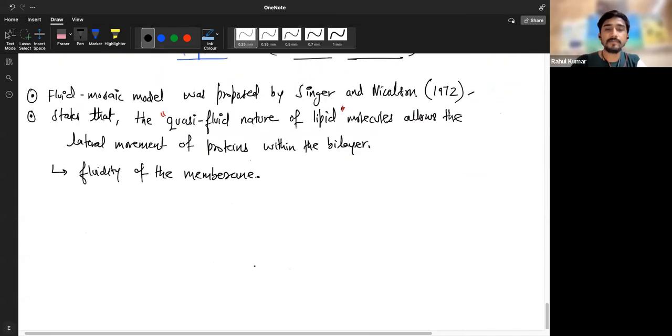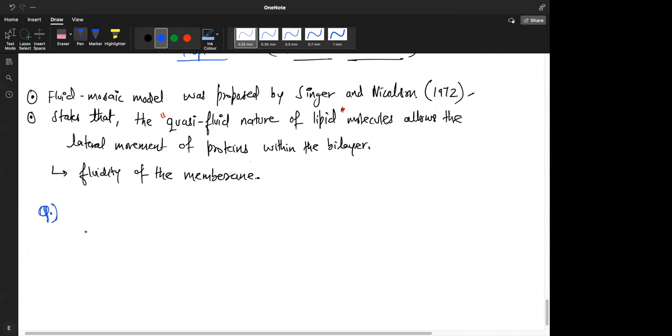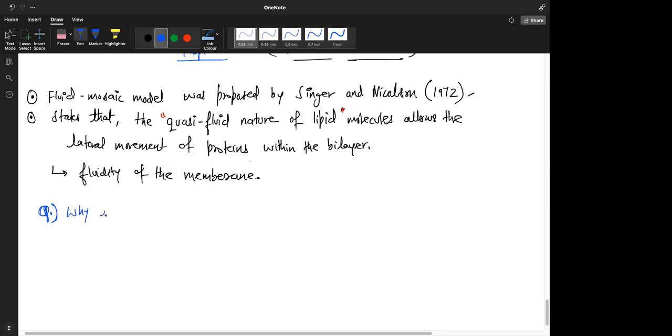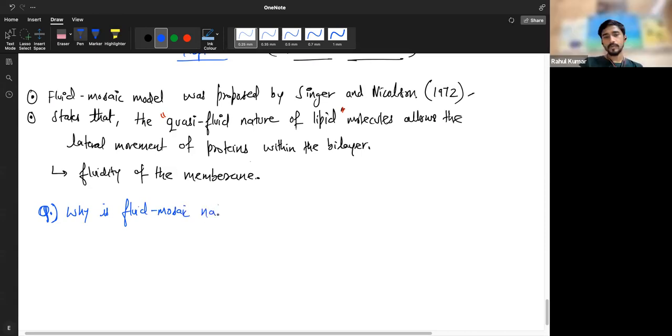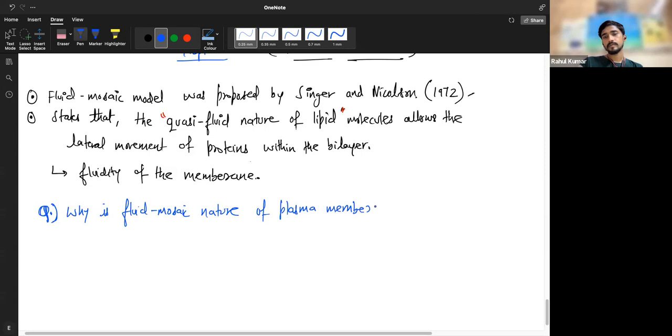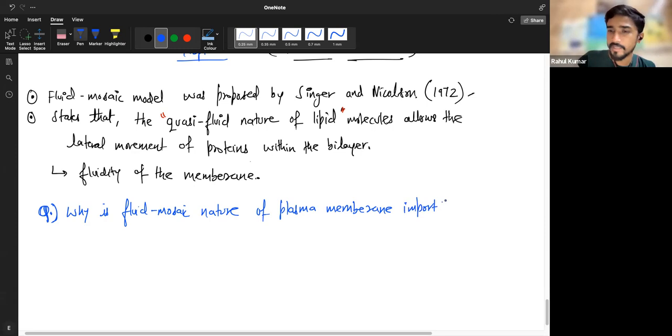Now, why is this fluid? My question is, this is also a board's question. Write down, it has come in CBSE. Why is the fluid mosaic nature of the plasma membrane important? Can you think why it being fluidic is important?